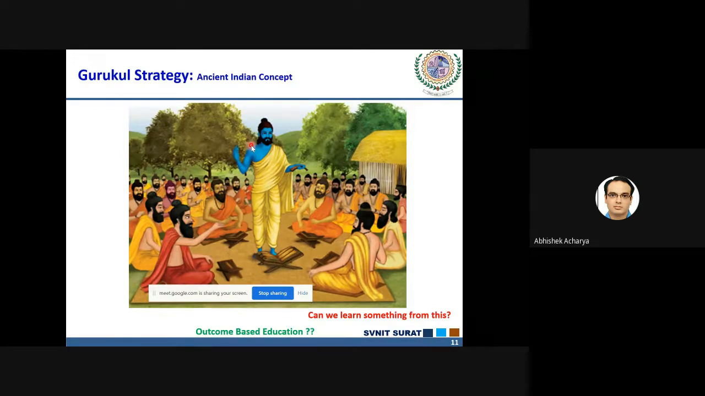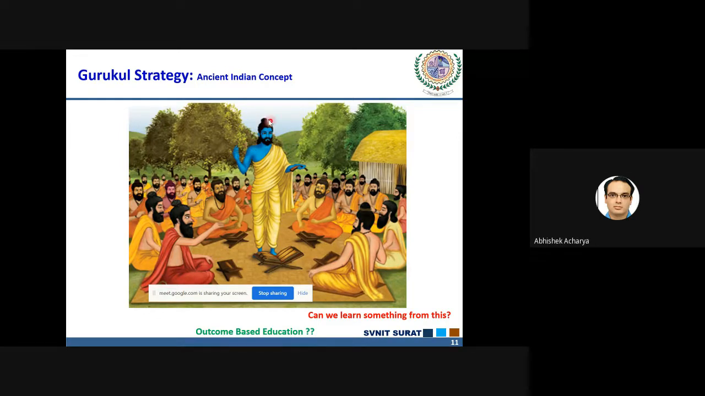Okay. So why am I taking this example of the Gurukul based system over here? What lesson can we learn from here? I'm not saying that we should start Gurukul sort of teaching nowadays, but what lesson can we learn from this particular image, or this particular story which is inherent in this picture? So what is the story?